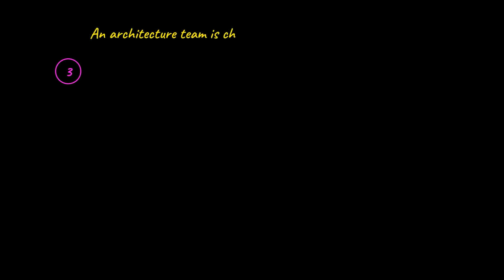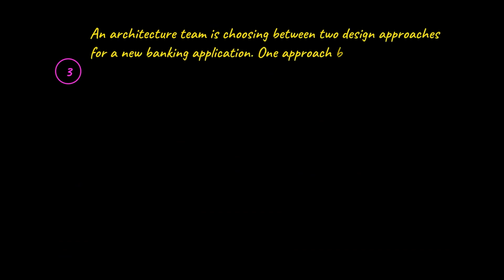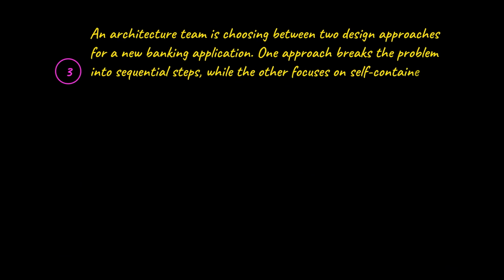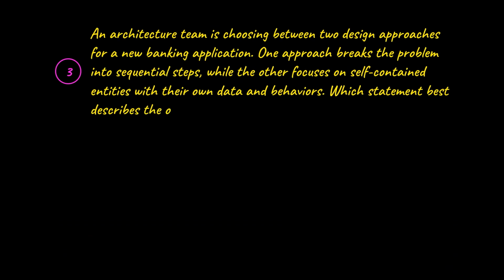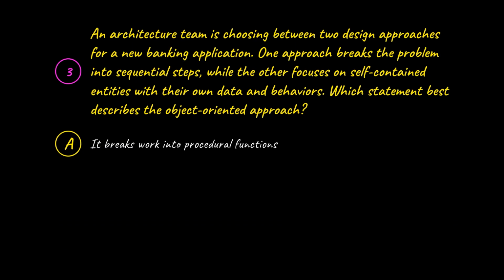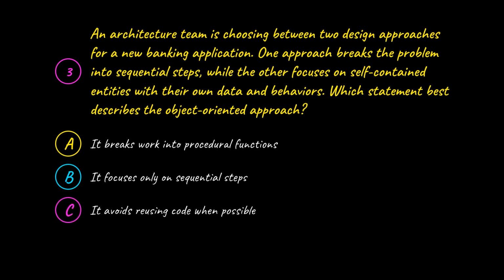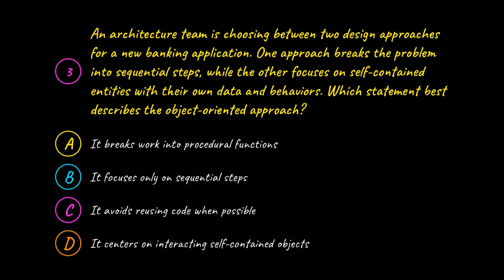Question 3. An architecture team is choosing between two design approaches for a new banking application. One approach breaks the problem into sequential steps, while the other focuses on self-contained entities with their own data and behaviors. Which statement best describes the object-oriented approach? Your options are: A. It breaks work into procedural functions. B. It focuses only on sequential steps. C. It avoids reusing code when possible. D. It centers on interacting self-contained objects. Before I reveal it, which one do you think is right?